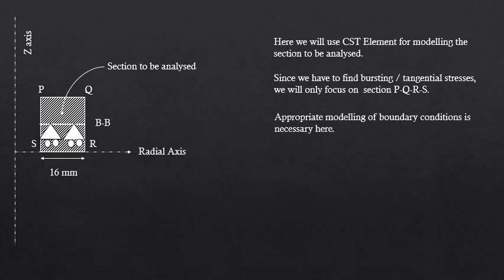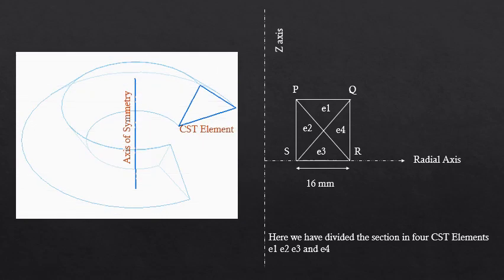Here, we will use CST element, for modeling the section to be analyzed. Since we have to find bursting or tangential stresses, we will only focus on section PQRS. Appropriate modeling of boundary conditions is necessary here. Here, we have divided the section in 4 CST elements, E1, E2, E3 and E4.